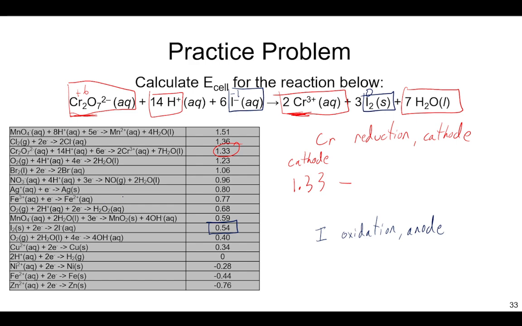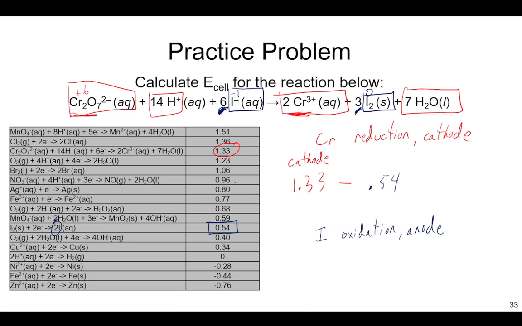As I said before, stoichiometry doesn't matter. So just because there's a 6 and a 3, whereas these say 2, I don't multiply through this number by 3. I don't do anything due to the stoichiometry here. I'm just using the 0.54 value for my anode reduction potential.